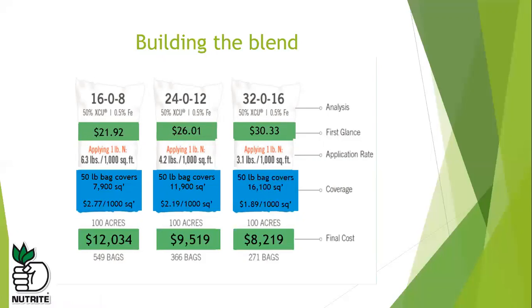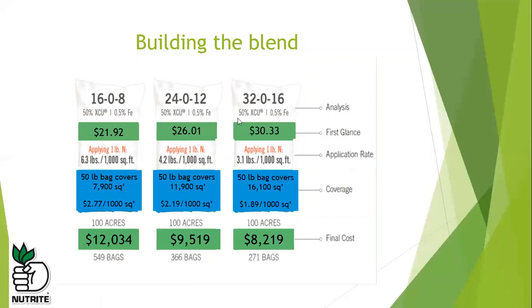If we look at the next one along the chart here, we only need 4.2 pounds per thousand. A 50-pound bag will cover 11,900 square feet, at $2.19, less than $2.77 for 100 acres. We'd need fewer bags because of the higher analysis of N. We'd need 366 bags for a cost of $9,519.